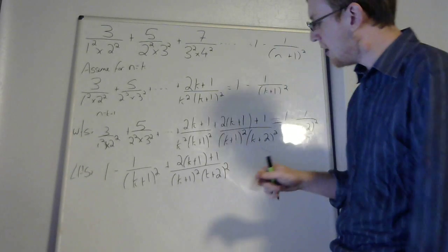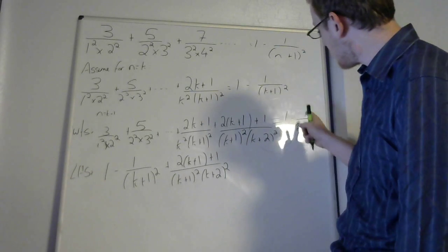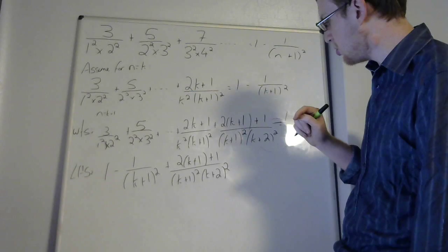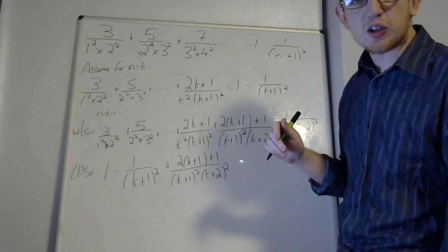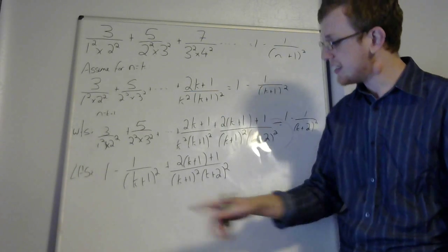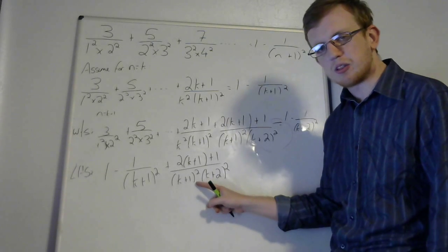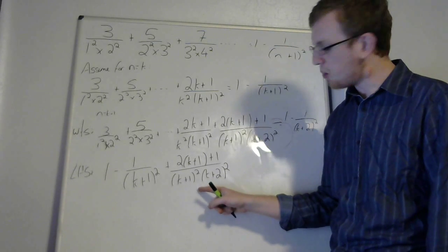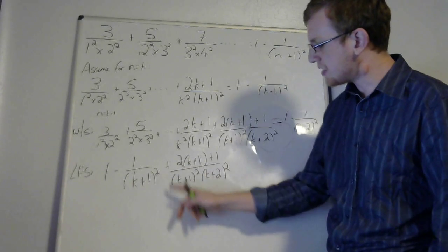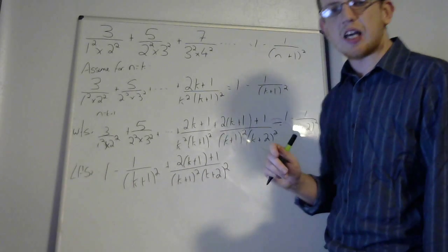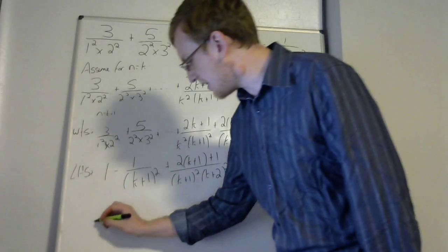Okay. So this thing here, I want to equal 1 over (k+2)². Not sure how that's going to work at the moment, but I can see that this has got a (k+1)² in it, and this has got a (k+1)² in it. I'm going to be able to get a common denominator of these two fractions, (k+1)² times (k+2)². Let's try that now.